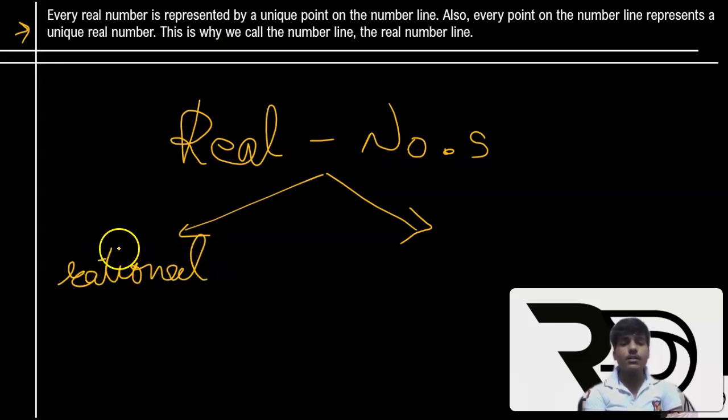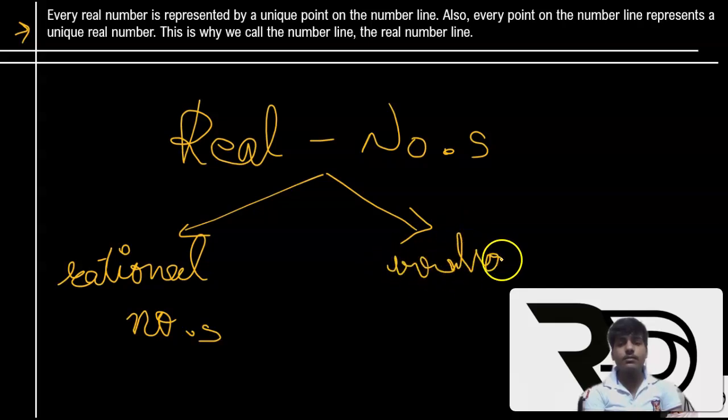Rational numbers. And the second one is irrational numbers. Okay, second one is irrational numbers.